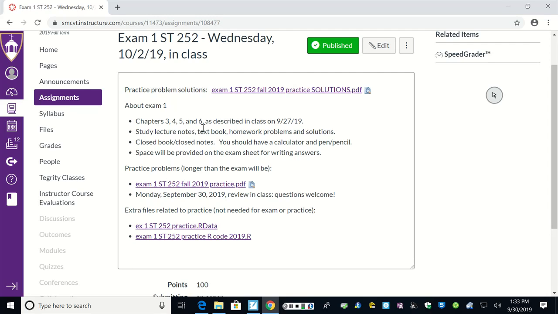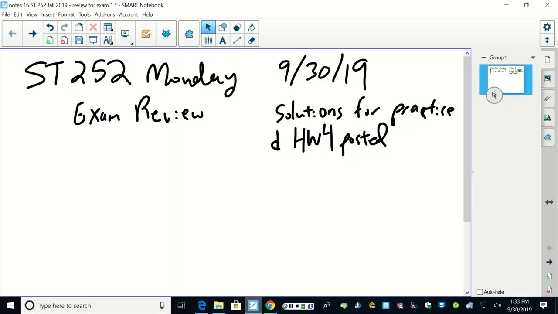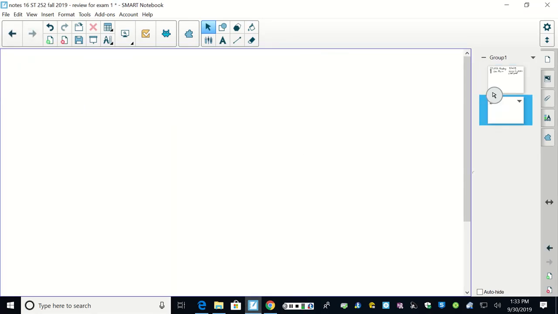So looking at lecture notes, textbook, the homework problems and solutions are posted. So under assignments, if they're all posted there, these are the exam practice problems. You don't need to look at the R code or the data sets, but that's what I generated from there. So let's look at some of the problems. Right? So we'll set some problems up, okay? And then if we want to go through more details, we can do that.